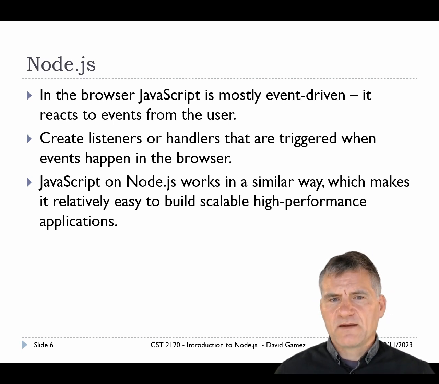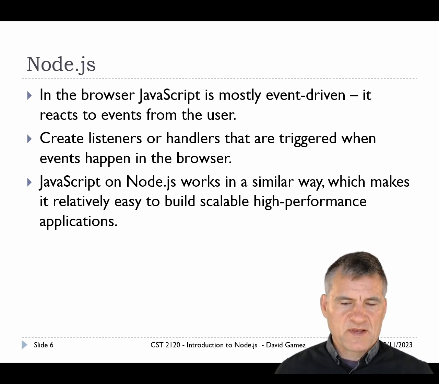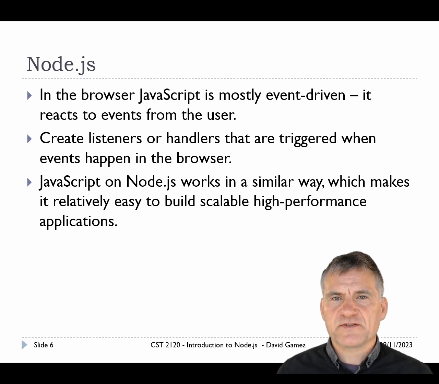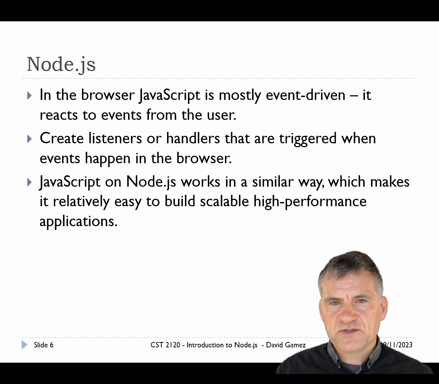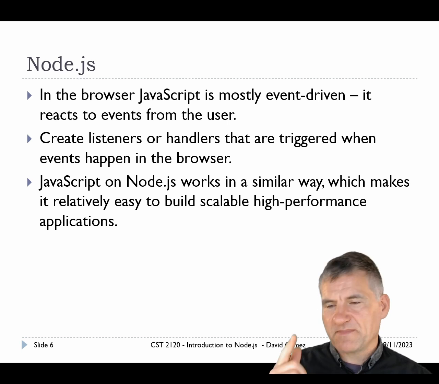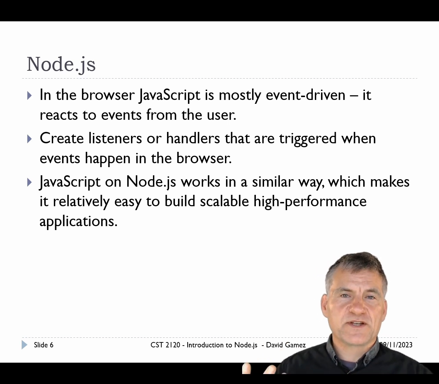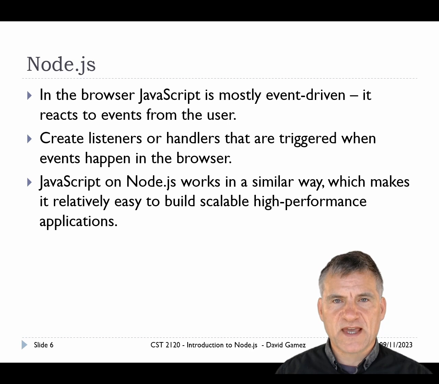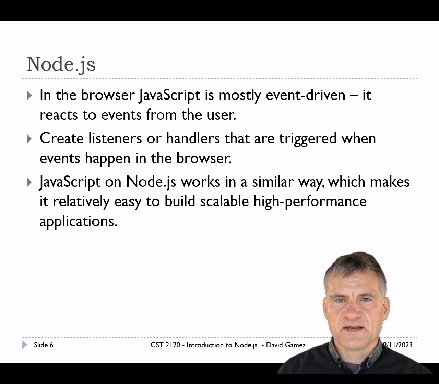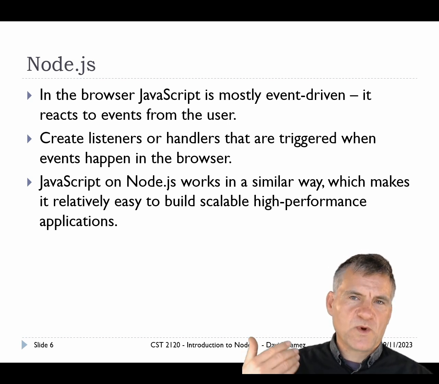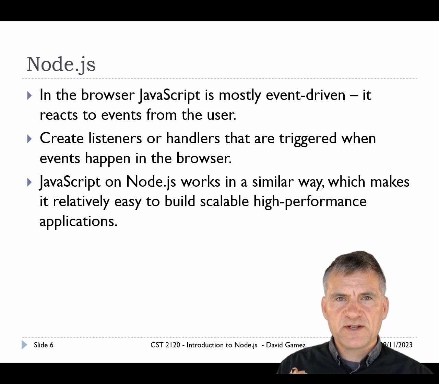Now in the browser, JavaScript runs in an event-driven way, yeah? So instead of having a single thread, or one or many threads, churning away doing stuff, the execution of the JavaScript is driven by actions from the user. I click on something in the web page and it triggers a function in JavaScript that does something useful in response to that interaction, yeah? So we create listeners or handlers that are triggered when events happen in the browser. And this has led to a very efficient way of executing JavaScript code, this event-driven way of executing it, yeah?